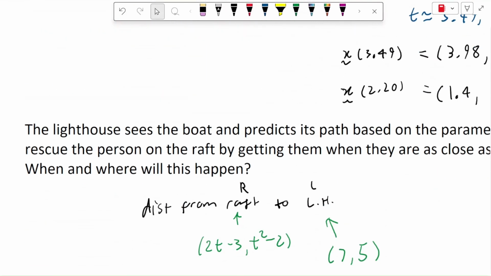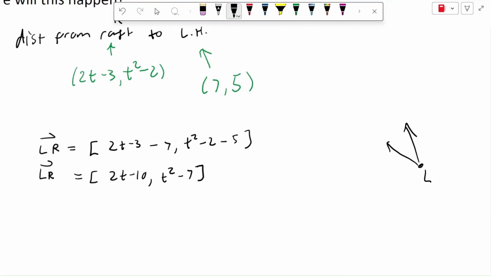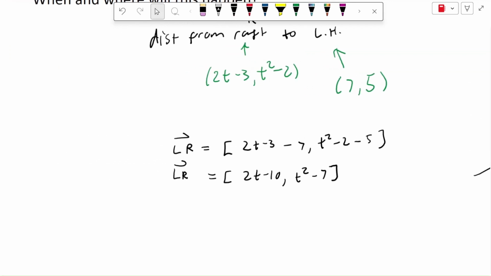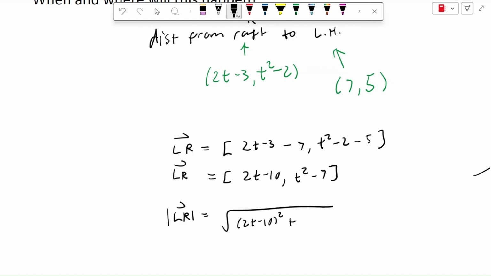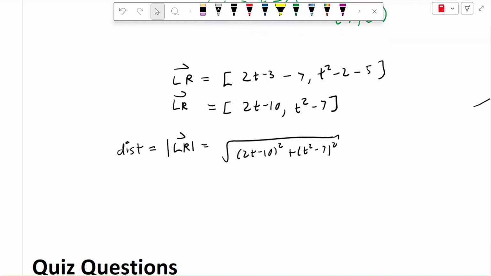Just be aware that a vector is going to be pointing in different directions depending what t is. So if you sort of got your lighthouse here, it might be pointing up there or whatever, depending on where the raft actually is at that time. And how do we find the distance? Well, we just got to go mod LR. Okay, so this would be root of 2t take 10 squared and t squared take 7 squared. Now, you can absolutely use calculus to deal with this. So what you could do is differentiate the distance function and then set it to 0. But let's just use technology to find this.